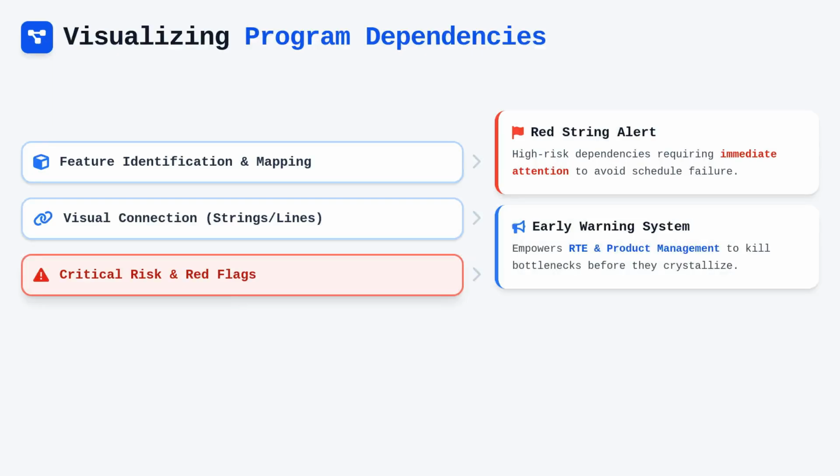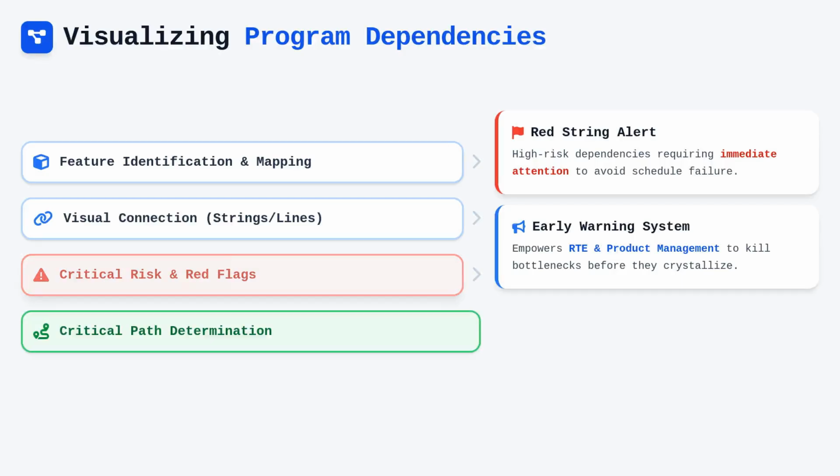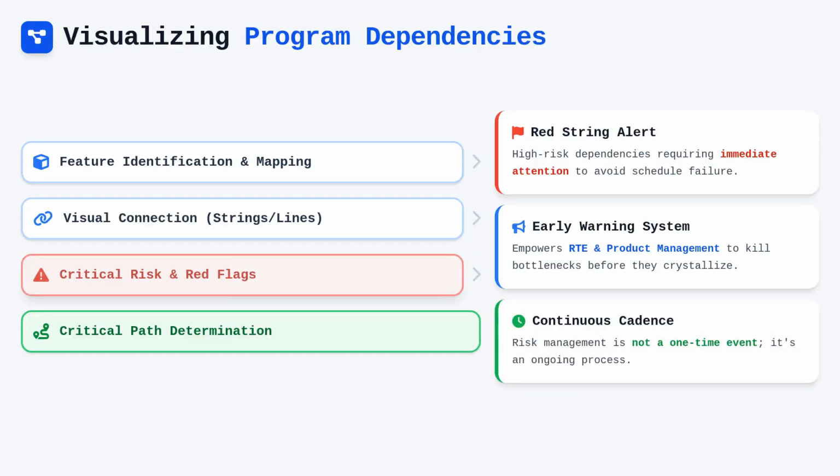These flags act as early warning signals, allowing the release train engineer and product management to address bottlenecks before they crystallize into failures. Identifying the critical path requires an honest assessment of these lines, as they highlight the sequence of work that determines the earliest finish date of the program. Management of these risks is not a one-time event. It occurs throughout the cadence to ensure the train stays on track.